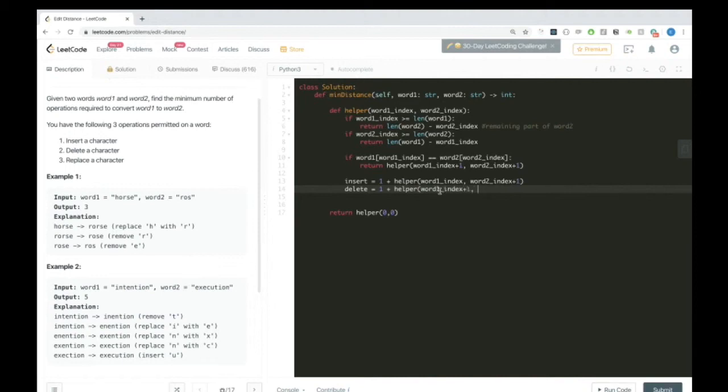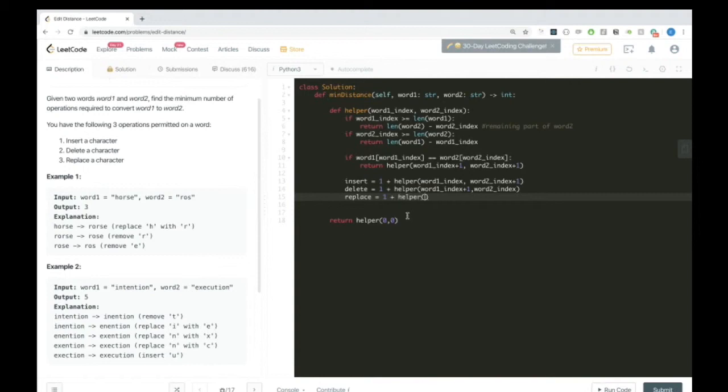It's going to be essentially a flip of insert. So word2 index here. Now for the fun part, replace. Remember, each of the insert, delete, and replace calls is +1. It essentially takes one additional step of operations that we have to return.